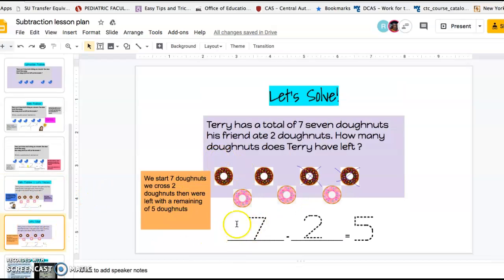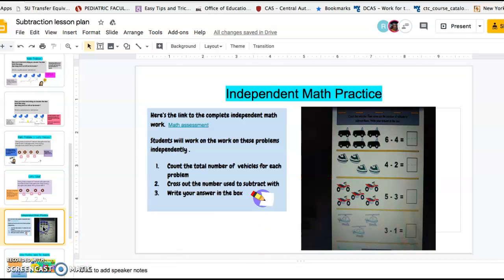And then here we're solving the problem. The group that came up with an answer, or one person, we're doing it together. This is our assessment method that we use to check for student understanding, how they grasp the learning concept of taking away. This is more practice for the students to do independently on their own.